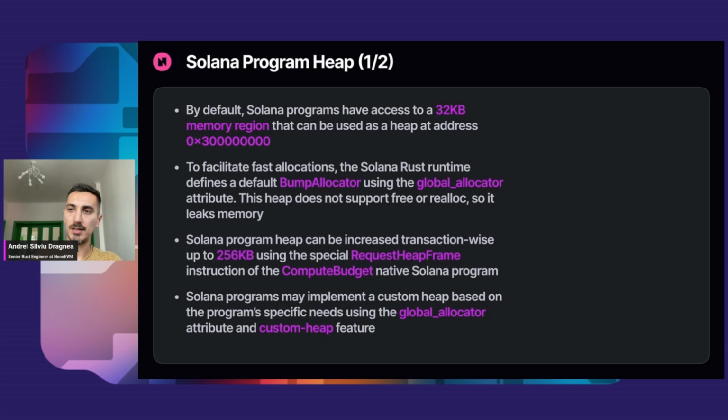It allocates memory immediately without managing frees or reallocs, and it is okay for most Solana programs. However, the Solana program heap can be increased on a transaction basis if needed, up to 256 kilobytes, by using the special request heap frame instruction of the compute budget Solana program. So basically, if you need a bigger heap frame, you can request it from the runtime, and it will give it to you.